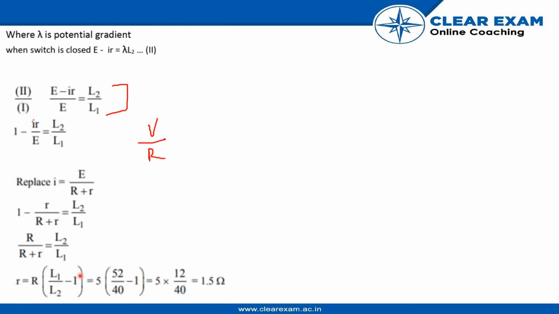Now we simply have to put in the values. That is, R was equal to 5, L1 is equal to 52, L2 is equal to 40, right? So the answer becomes 1.5 ohm, the correct answer.